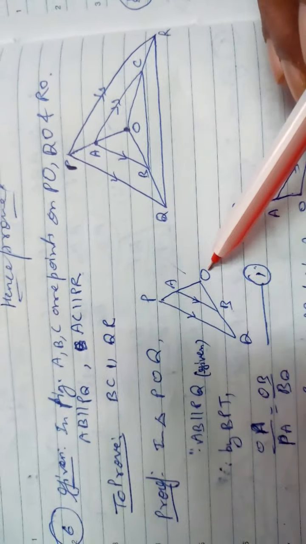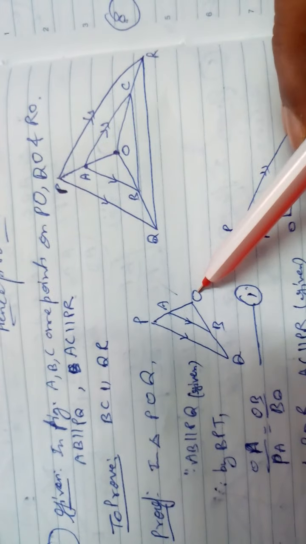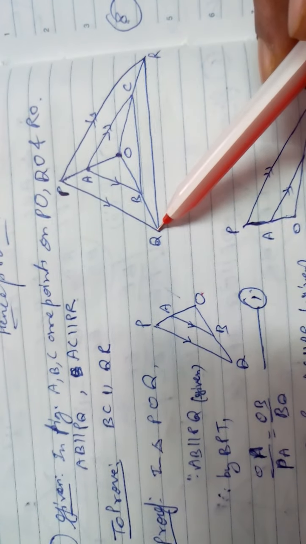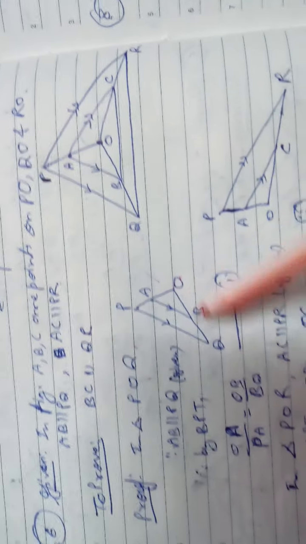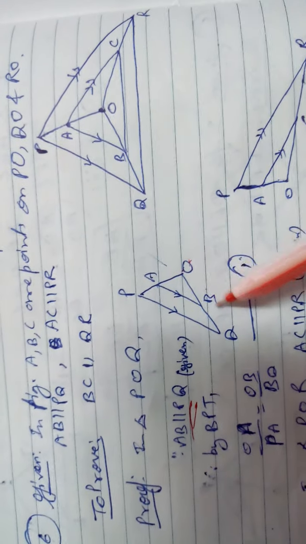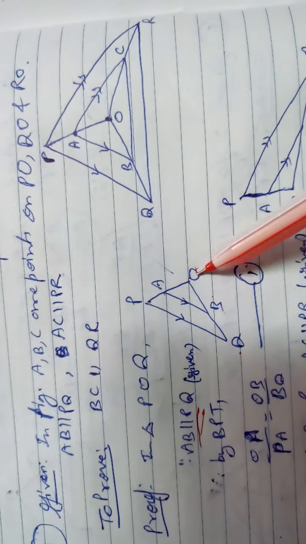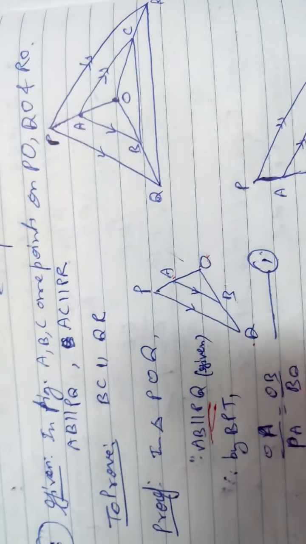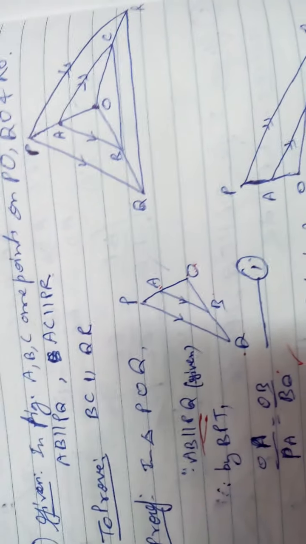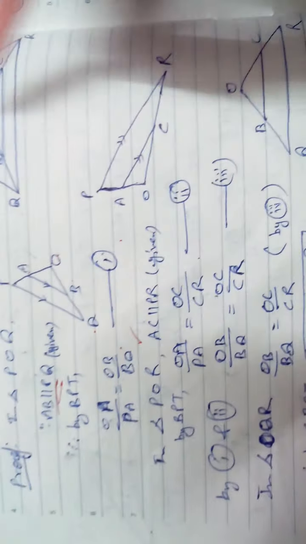So I am taking POQ separately. But you keep in your mind, you want OB upon BQ and OC upon CR. So from O only you write. AB parallel to PQ given. So OB upon BQ is equal to OA upon AP. OA upon AP is equal to OB upon BQ, equation first. Second figure you draw, POR.